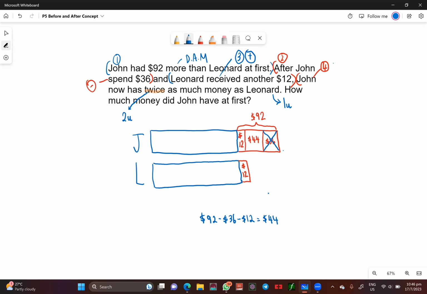If I say John now has 5 times as much money as Leonard, then John has 5 units and Leonard has 1 unit. It is always like this, and we call that hidden information. Which is the hidden information? This 1 unit here is the hidden information.